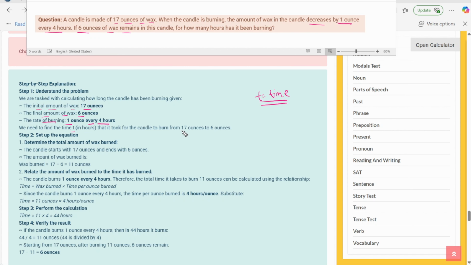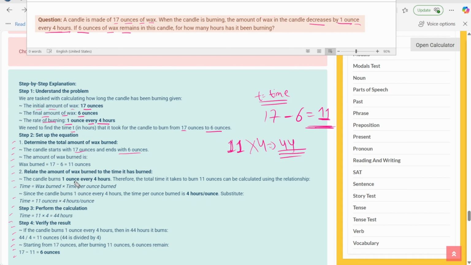Okay, it goes from 17 ounces to 6 ounces. We have our value, 11. So it decreased by 11. Now we need to calculate the time. You can do that simply. 11 is the ounces, and 1 ounce every 4 hours. We get our answer. Simple. If it is difficult for you, you can see all the steps are given here. You just need to follow them.